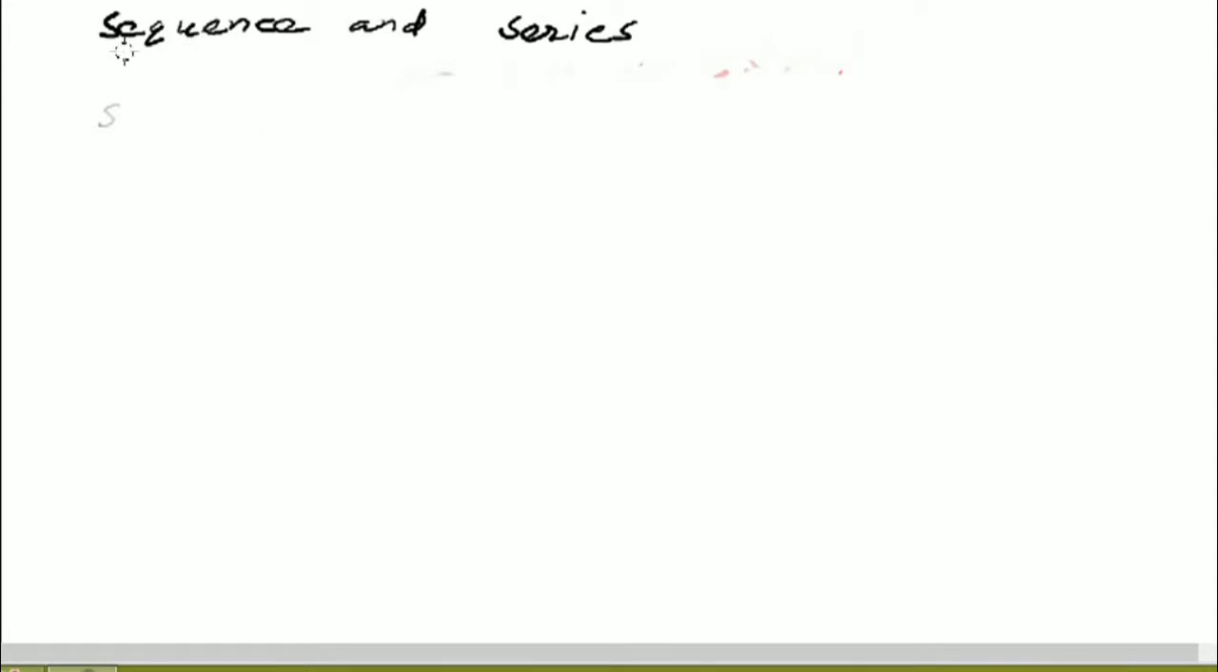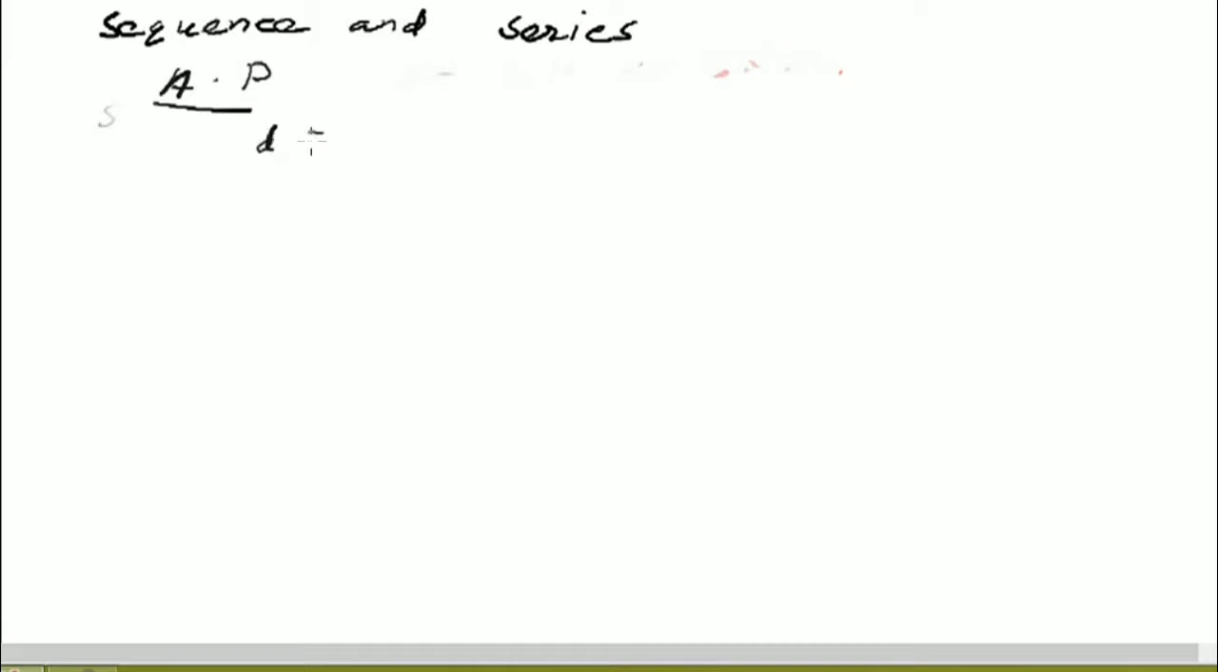Sequence and series. We will see how the formulas in AP, GP are used to our benefit. Firstly, we'll see AP. What is an AP? You know it very well that it is a series in which the difference between two consecutive terms is always constant.